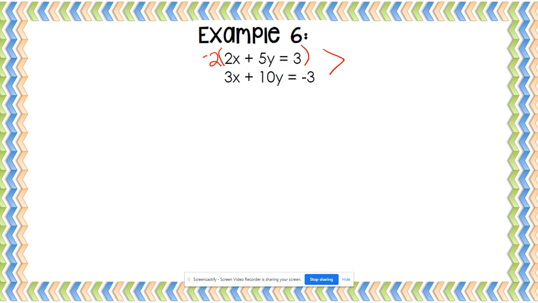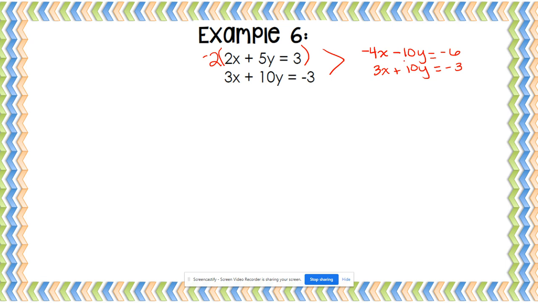Again, I multiply every term. So -2 times positive 2x is -4x. -2 times positive 5y is -10y, so I'll write -10y. -2 times positive 3 is -6, so I'll write equals -6. I didn't change my second equation, so I'm just going to rewrite it the way it is, which is 3x plus 10y equals -3.